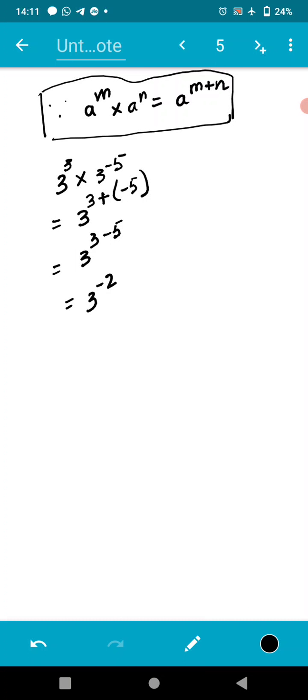So we are not allowed to keep the power in minus form, isn't it? So how to make this power positive? We have to take the reciprocal of the base. So what is the reciprocal of 3? It is 1 by 3. So this is how we can convert any negative power into a positive power form. Fine. So this would be your required answer, students.